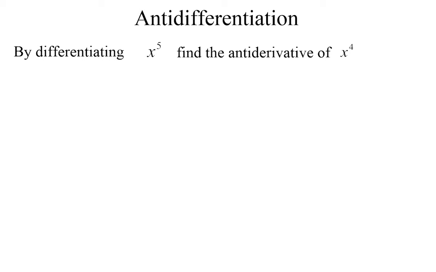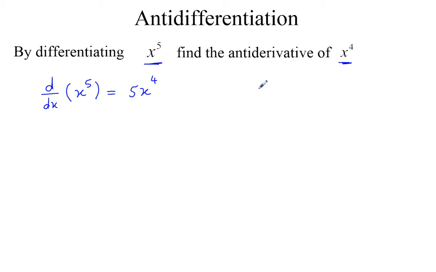This question says here, by differentiating x to the power of 5, find the antiderivative of x to the power of 4. Well, let's see. Let's start by differentiating x to the power of 5. So the derivative with respect to x, or d by dx of x to the power of 5, is equal to 5x to the power of 4. So that means the antiderivative of 5x to the power of 4 gets me back to the original function, which is x to the power of 5.